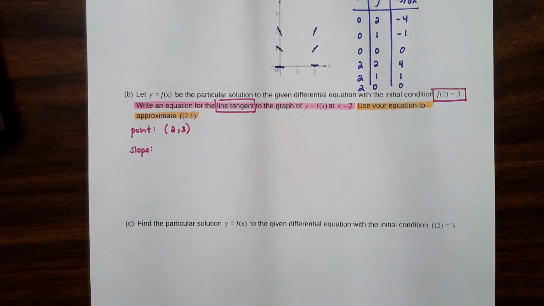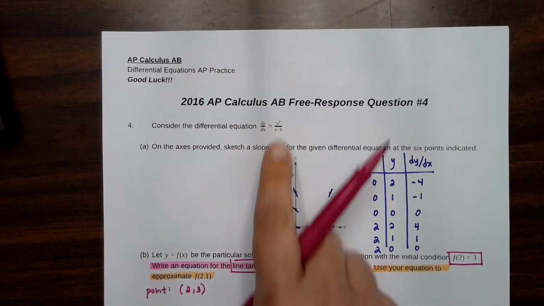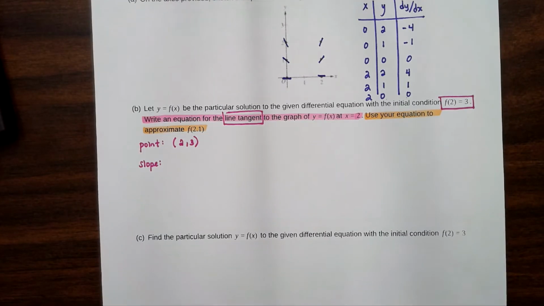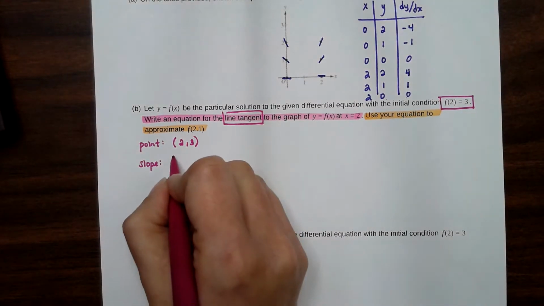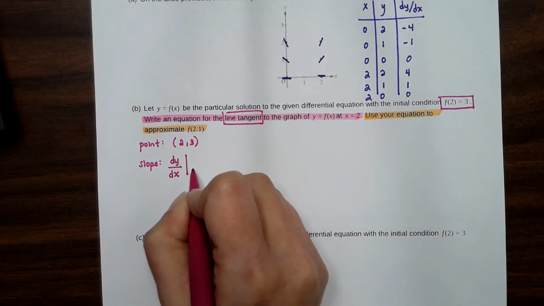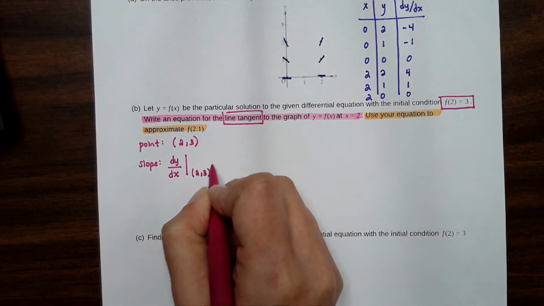The slope of a tangent line is the derivative. So, since we were given the derivative in the original instructions way back at the top, I'm going to use this equation to find the slope of the line that I'm writing the equation for in part B. So I would have dy over dx evaluated at (2, 3).